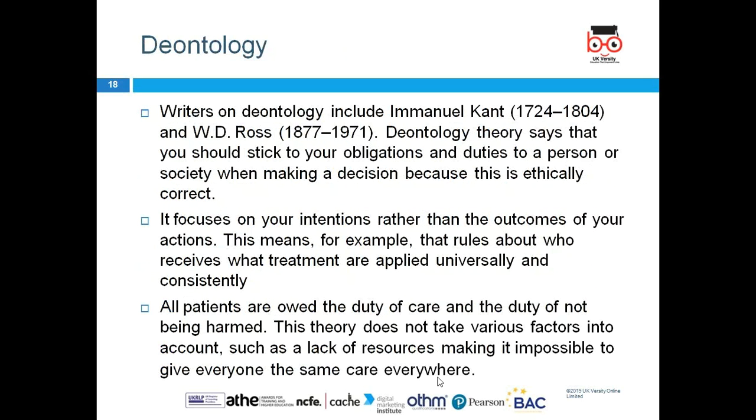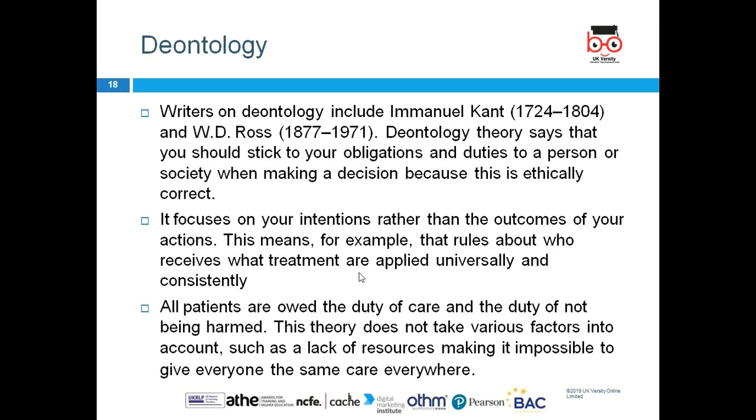Then we've got deontology. The writers of deontology are Immanuel Kant and W.D. Ross. Deontology theory says that you should stick to your obligations and duties to a person or society when making a decision, because this is ethically correct. So it focuses on your intentions rather than the outcomes of your actions. And this means, for example, that rules about who receives what treatment are applied universally and consistently.